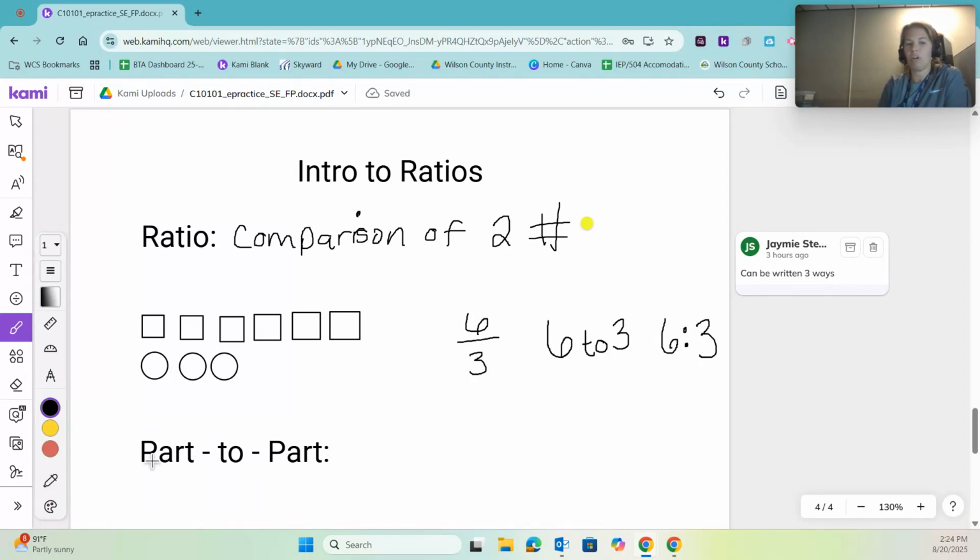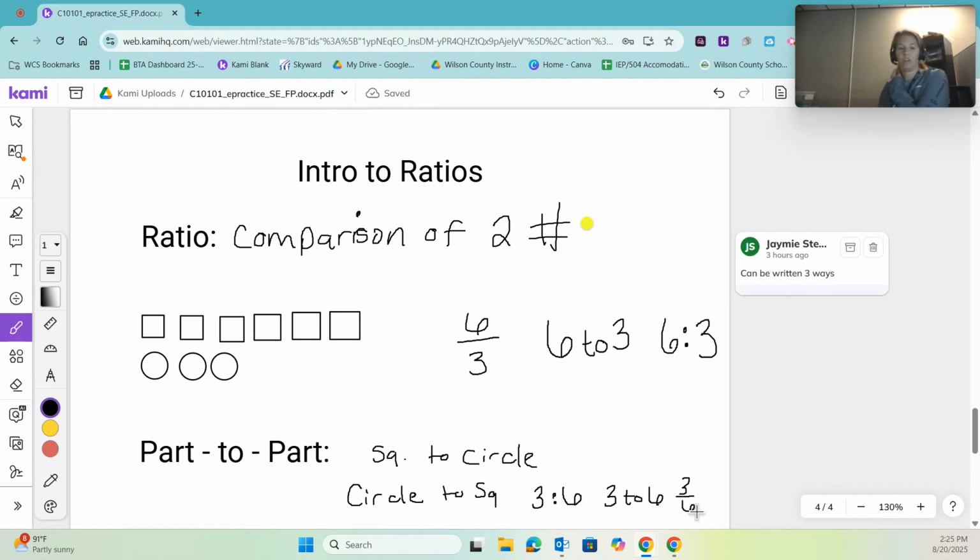And this is an example of a part to part ratio. Squares to circles. Another one we could do would be circles to squares. The order does matter here, so your fractions and these ratios are going to change. Circles to squares would be 3 to 6, or 3:6, or 3 over 6.